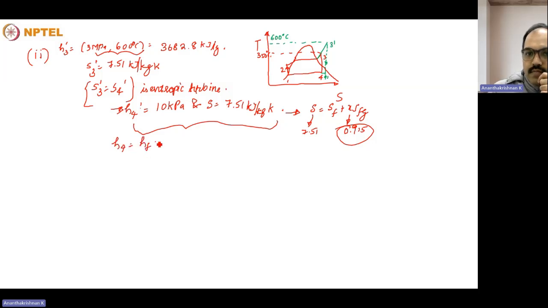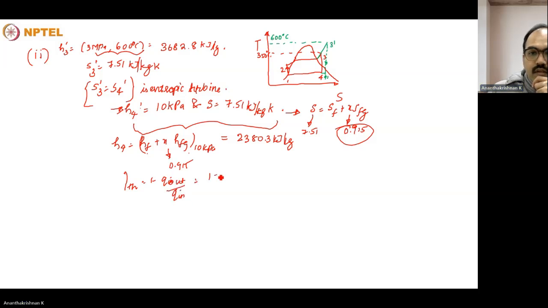You use that X to calculate H4. H4 will be equal to HF plus X HFG at 10 kilopascal. This is enthalpy of vaporization at 10 kilopascal, and this is enthalpy of the saturated liquid at 10 kilopascal, and X will be equal to 0.915. Plug in the value here straight away, and you get H4 is equal to 2380.3 kilojoule per kilogram. Therefore, the efficiency is equal to 1 minus Q out divided by Q in. That will be equal to H4 minus H1, that is new state points H4 dash minus H1 dash.